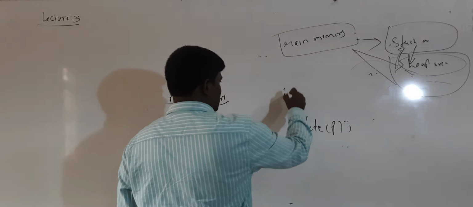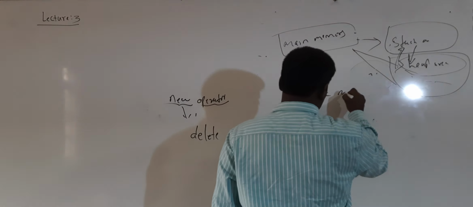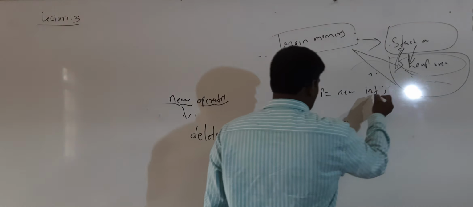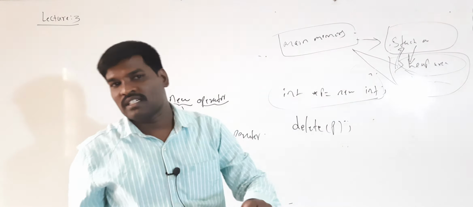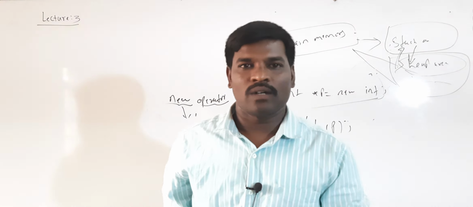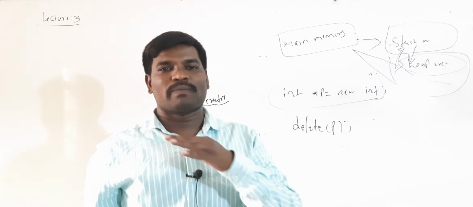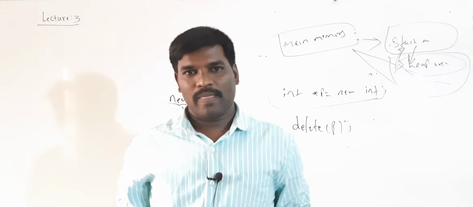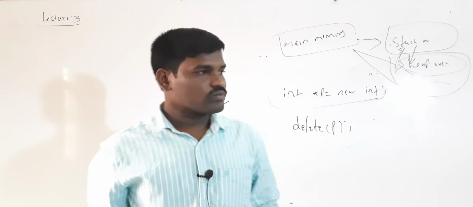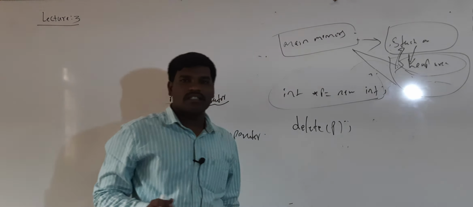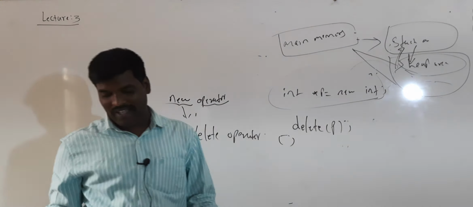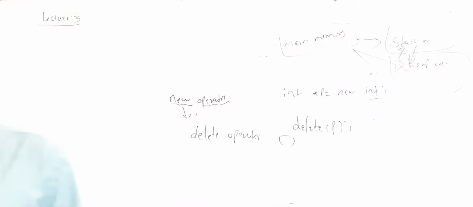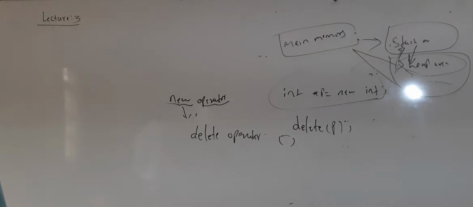Here int *p = new int. Here the memory will be allocated, and delete p means whatever the allocated memory is there, that can be completely destroyed, that can be freed. So that's why we can use delete p, or you can use the subscript for destroying the arrays.